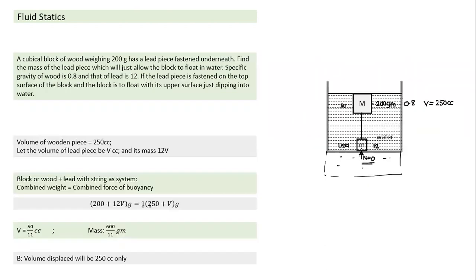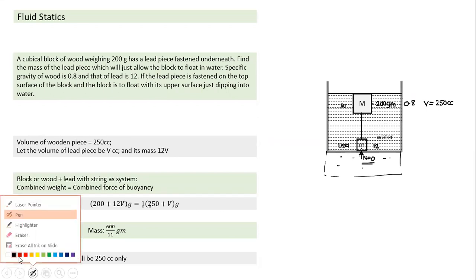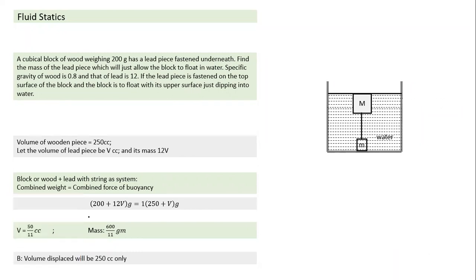Okay, now the second part. A second variation of the question could be something like this. We have seen something similar before. If a lead piece is not connected here, the wooden block would have been floating in the liquid. Its relative density is 0.8. It means it will float with 80% of the volume inside and 20% of the volume outside.